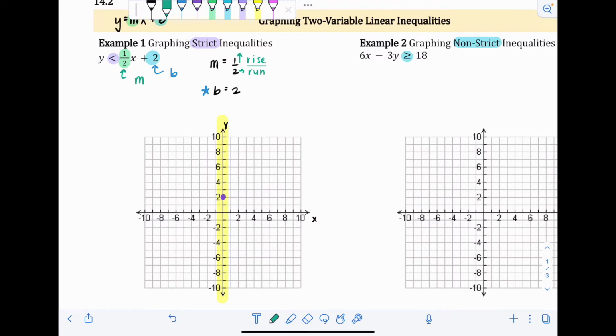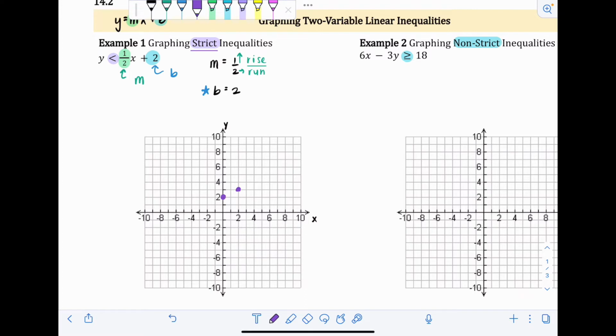So remember, rise is like up or down, run is left or right. So I would go up 1 and then over 1, 2, and put my next point, and then 2 points is enough. The only thing we have to do or think about before we actually connect those points is whether or not our inequality is strict or non-strict. So this one is strict.